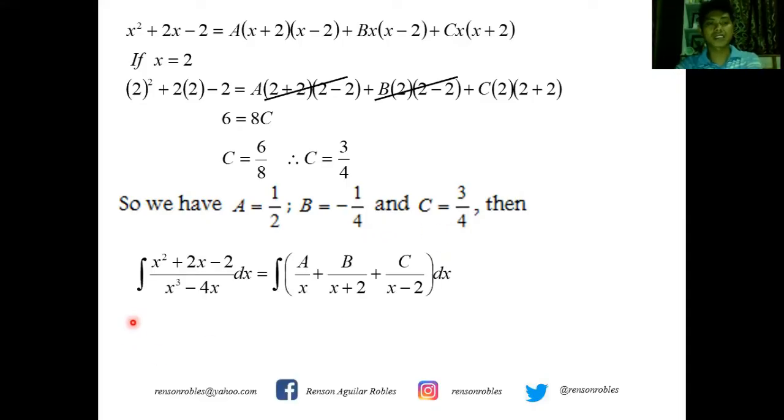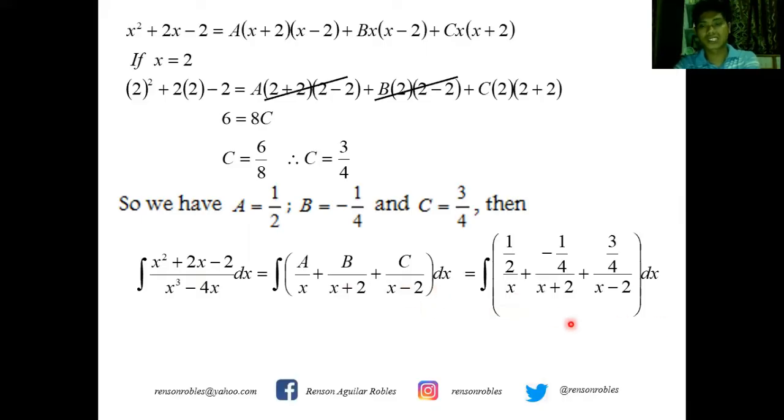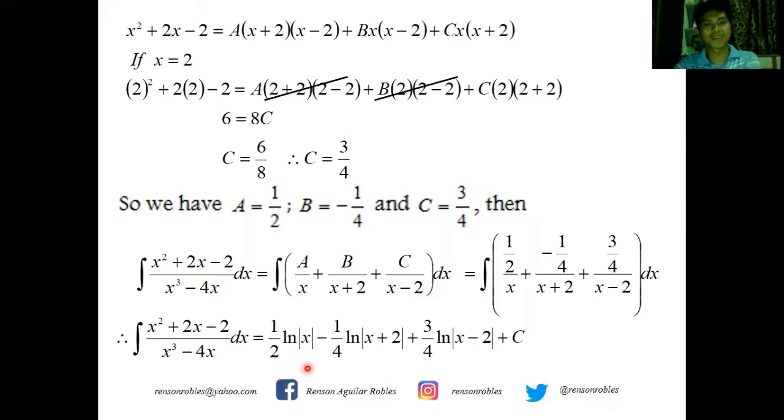Therefore, we can now write the integral of x squared plus 2x minus 2 all over x cubed minus 4x dx as the integral of the sum of A over x plus B over x plus 2 plus C over x minus 2 dx, which is equal to this integral, and this is what we showed you earlier, and that is equal to 1/2 ln x minus 1/4 ln x plus 2 plus 3/4 ln x minus 2 plus c. So this example allows us to use case number 1, the non-repeated linear factor.